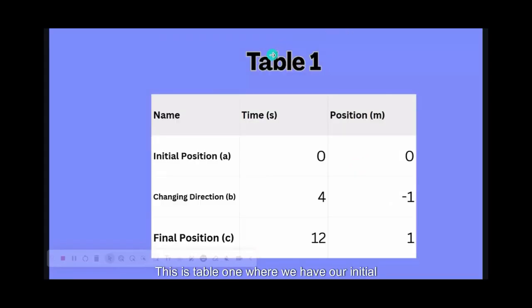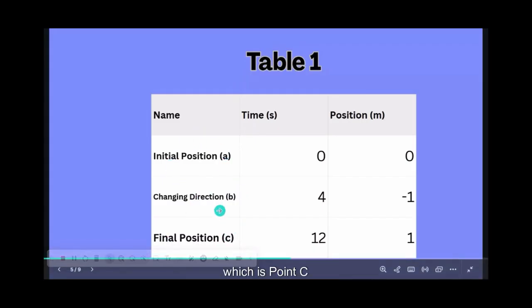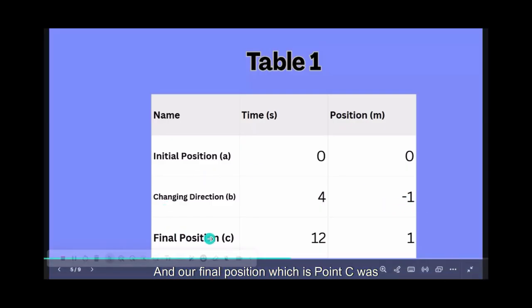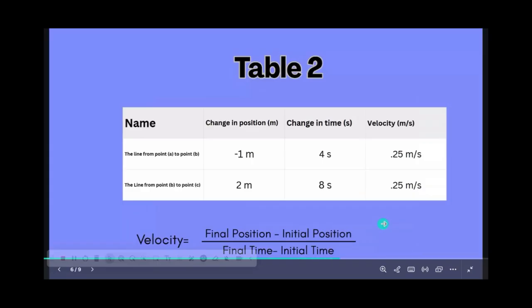This is table 1, where we have our initial position, which is point A, change in direction, which is point B, and final position, which is point C, with the time and the position in which they were. So for our initial position, which is point A, we were at 0 seconds and 0 meters. Our change in direction, which is point B, was at 4 seconds and -1 meters. And our final position, which is point C, was 12 seconds and 1 meter.